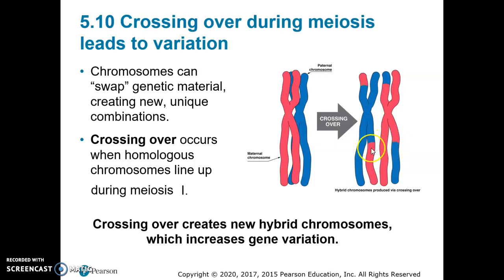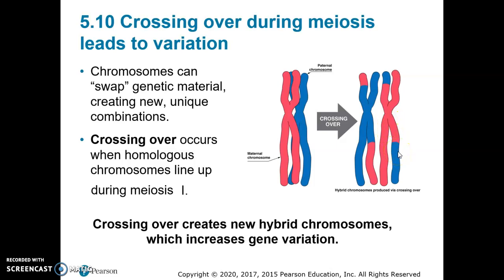What that does is that increases more variation, because now when the sister chromatids are going to split in anaphase 2, you can see that this sister chromatid right here is no longer identical to this sister chromatid here. Not only are they not identical, but notice that this sister chromatid is a combination of dad's information as well as mom's information. So we're really starting to mix things up.